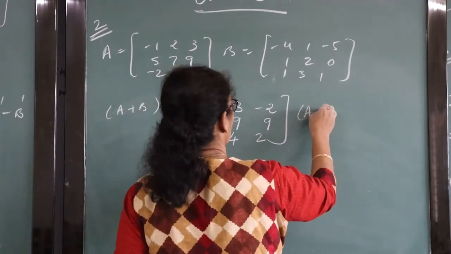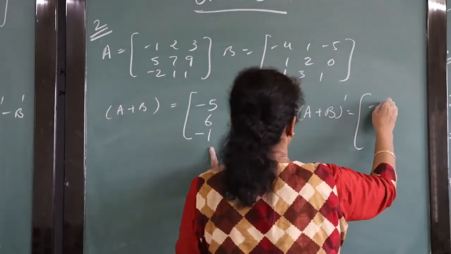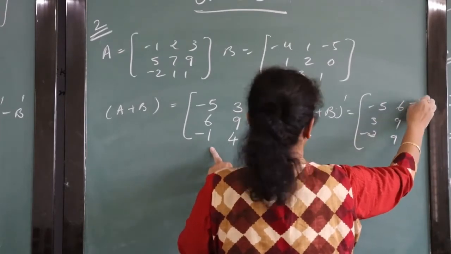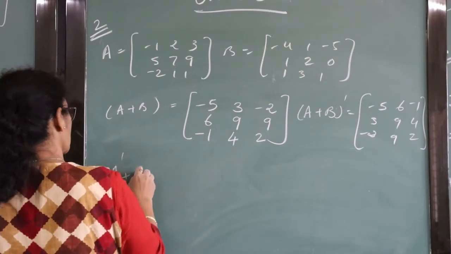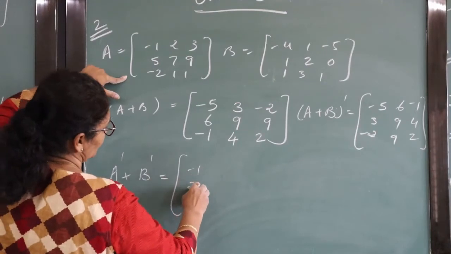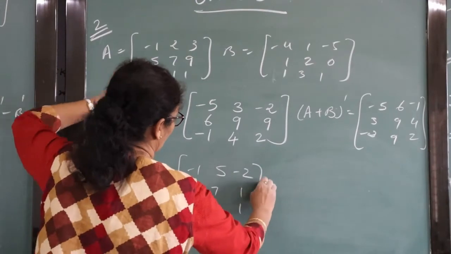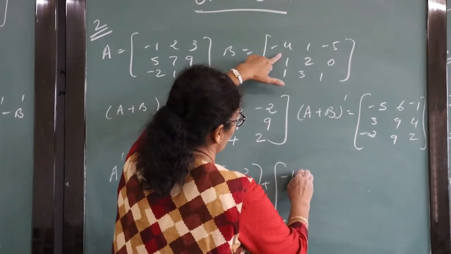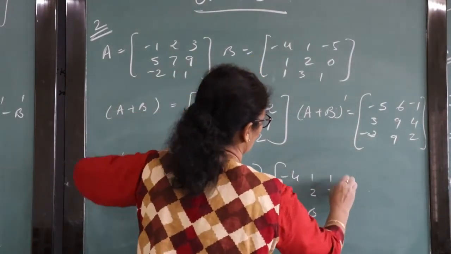Now take the transpose of A plus B. What to do? Write each row as a column: 6 9 9 and last -1 4 and 2. Now we have to write A transpose plus B transpose. Let's write the transpose of each first. -1 2 3, 5 7 9, and -2 1 1. What have I written? Each row I have written as a column. Now -4 1 -5, second 1 2 0, and 1 3 1. Let's add it.